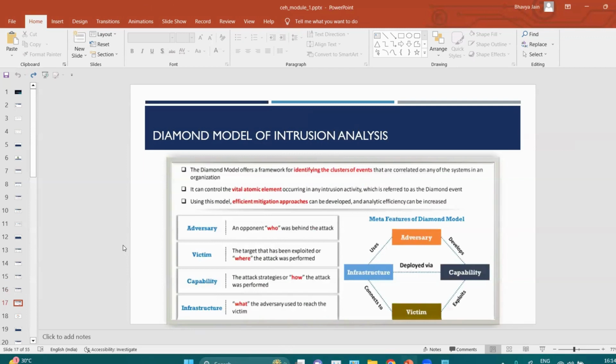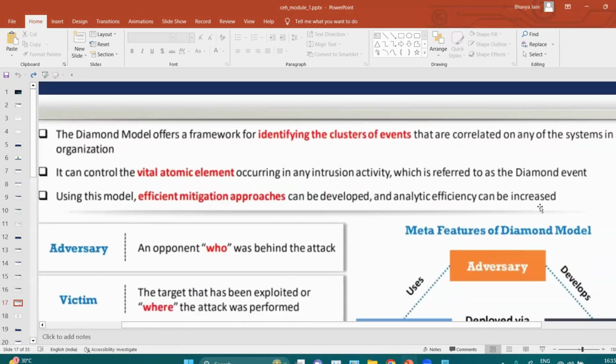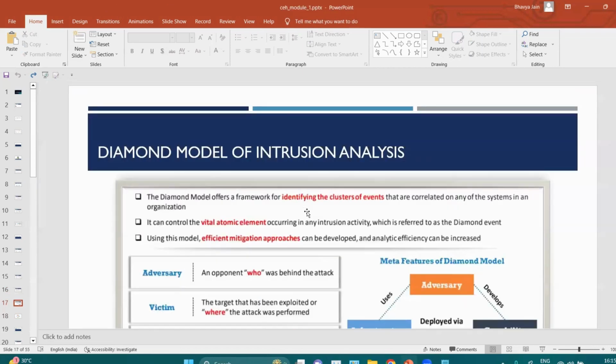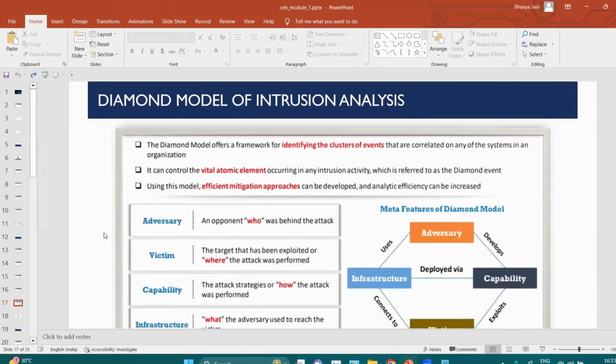Then we have the diamond model of intrusion analysis. It is a model which we can apply in a company to analyze an attack, or to investigate any particular incident. That is known as the diamond model of intrusion analysis. It is a framework we can apply in companies for identifying the clusters of events that are correlated on any system in an organization. So the diamond model is something we can apply after the attack.